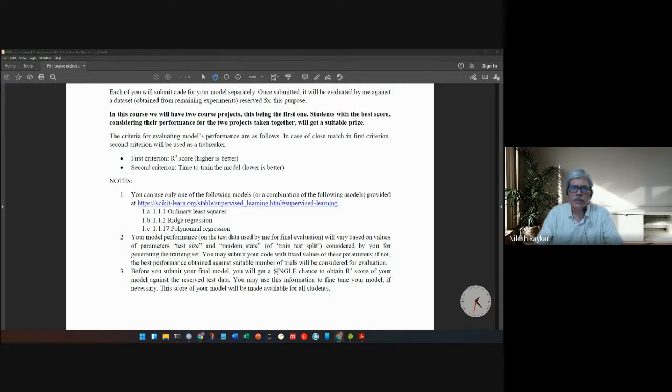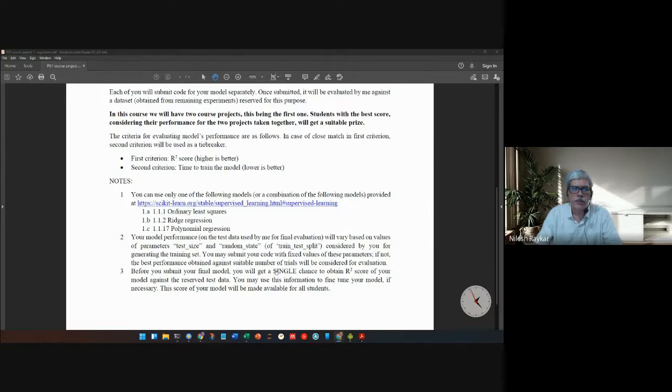For example, you did your model and got a very good score of 0.9. When you submit it to me, I will return saying that your score with respect to hidden data is 0.4, for example. So you get an idea that your model is overfitted, and you have to take care of something. But you can do this only once. Everybody will get one chance to do that.